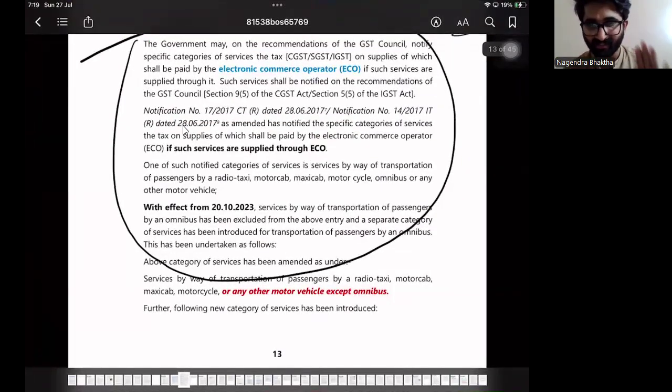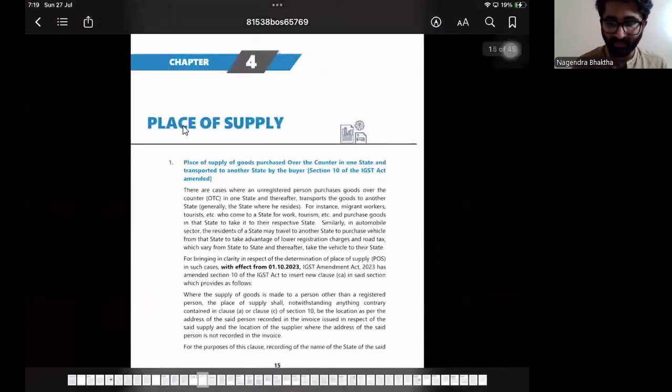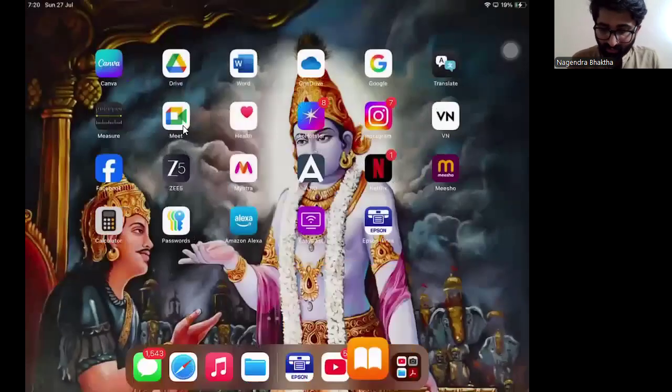But I am telling you, we have discussed this in the classroom. So we are done with the charge of GST under this. Now, this time, there is one extra amendment that we need to study, people, which we have not discussed in the classroom.